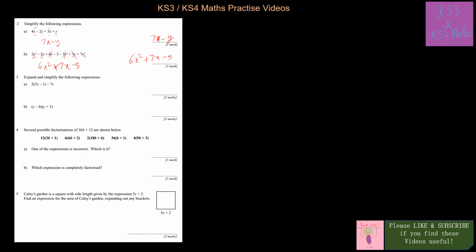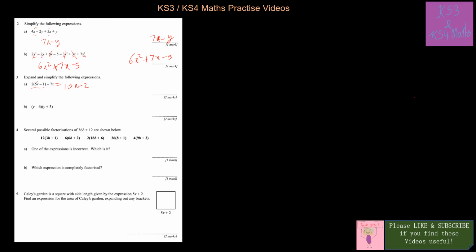Expand and simplify the following expressions. So I have got 2 times 5x minus 1 within brackets and minus 7x. So I have to open the bracket. So this becomes 2 times 5x is 10x, and then 2 times minus 1 is minus 2. The sign is very important here.